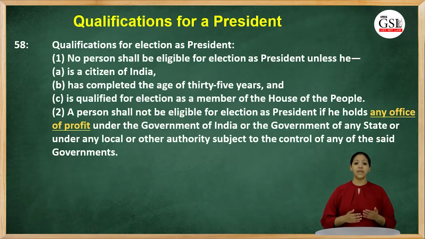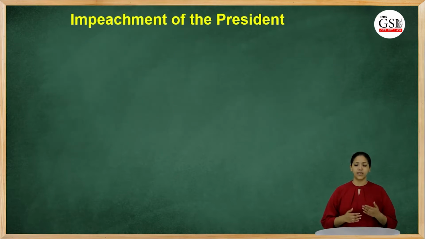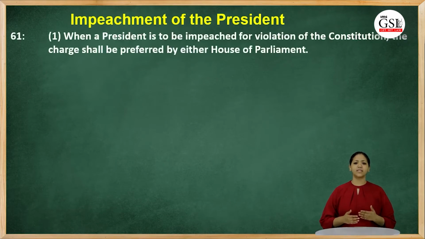The President may be removed by impeachment. In India, so far no President has been impeached. However, the Constitution has provided for the procedure of impeachment of the President. This is provided in Article 61. The only ground given in the Constitution regarding the impeachment of the President is that he should have violated the Constitution.